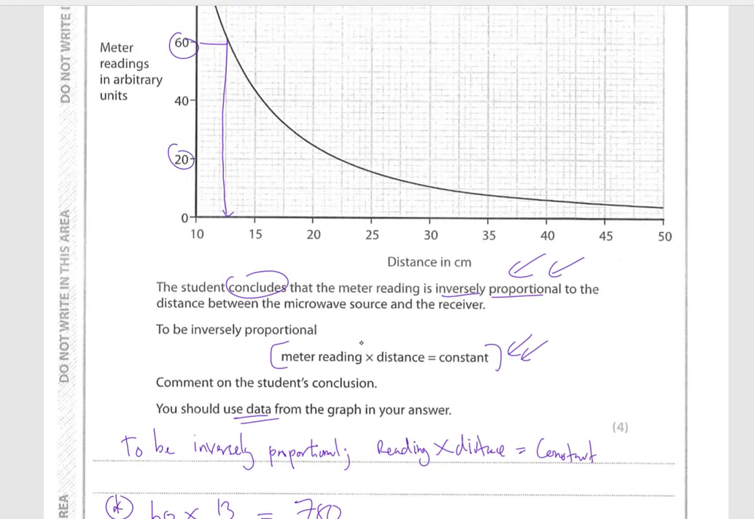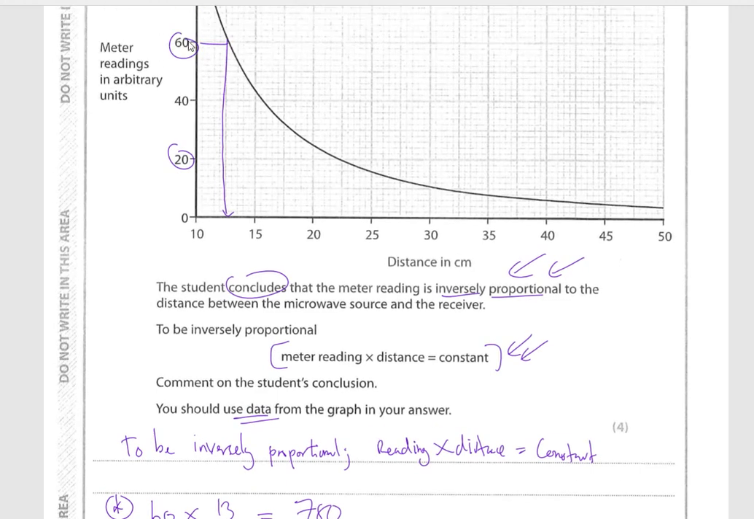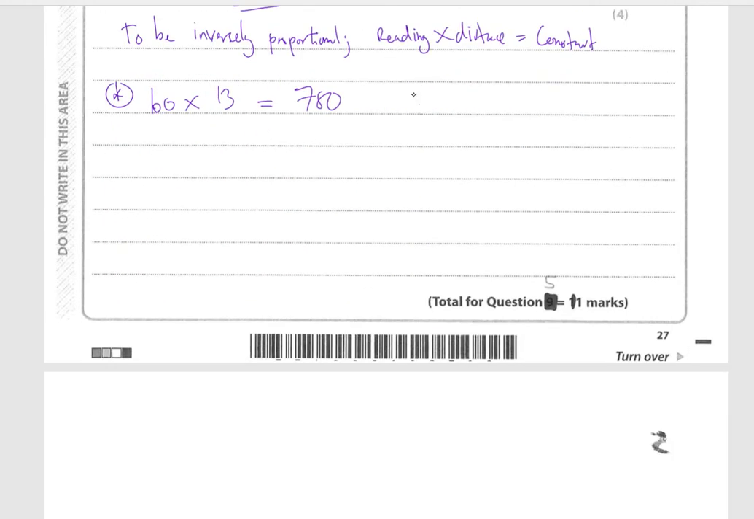Now let's take another reading, for instance 20. Then we go down to this one here. How much is this? Okay, let's go for 22. So second point, we got 20 times 22, and this is 444.